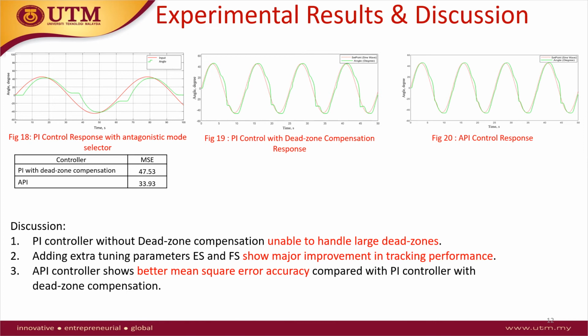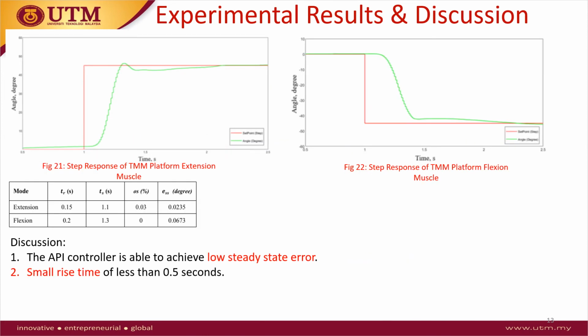The performance is then enhanced by separating the control parameters to form the antagonistic PI controller, which is shown by the better mean square error accuracy compared with the PI controller with antagonistic mode selector and also with dead zone compensation. The API controller is then tested on a step input for extension muscle and also flexion muscle. From the experiment, it is found that the API controller is able to achieve a low steady state error of below 0.07 degrees and also a small rise time of less than 0.5 seconds for both flexion and also extension muscle.